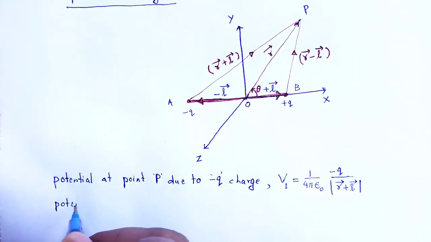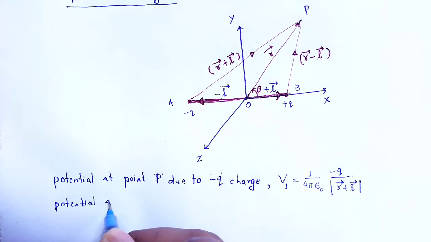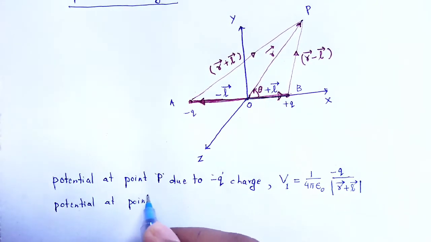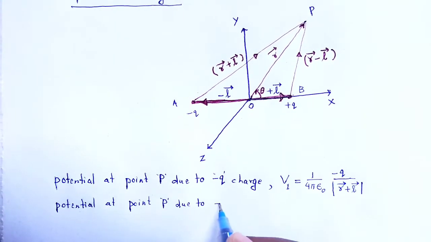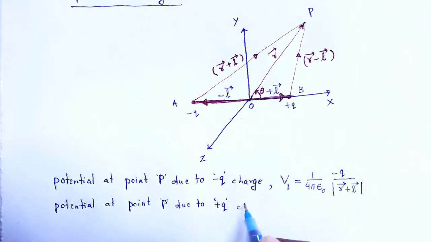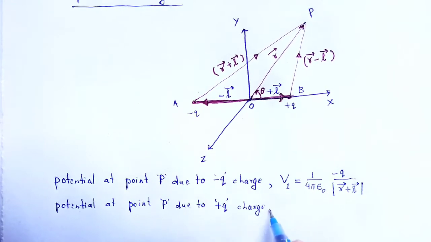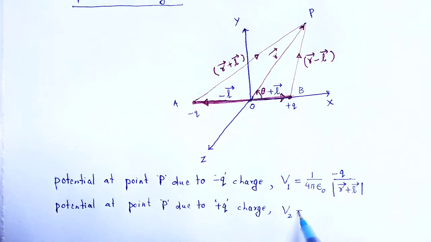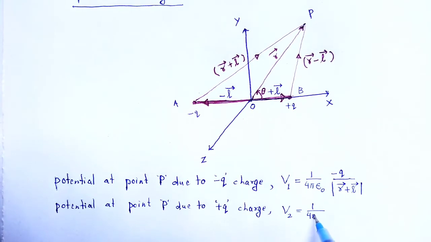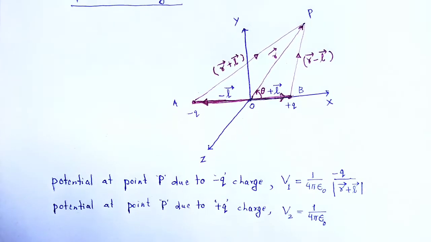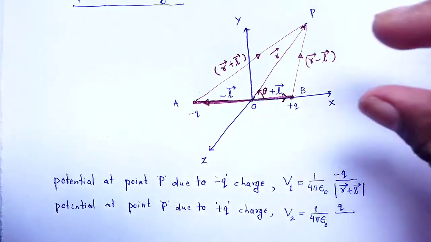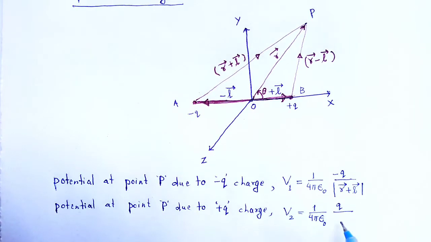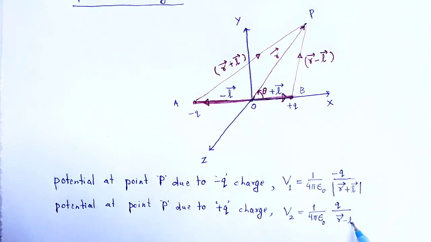Then potential at point P due to plus q charge. Let V2 be equal to 1 by 4 pi epsilon naught times plus q divided by its distance, the magnitude of r vector minus l vector.